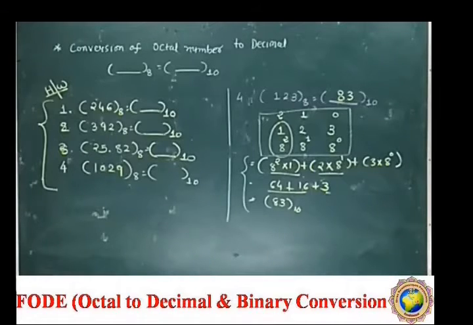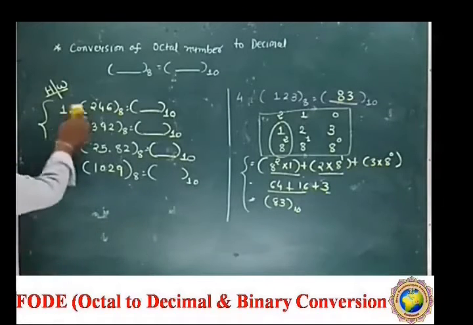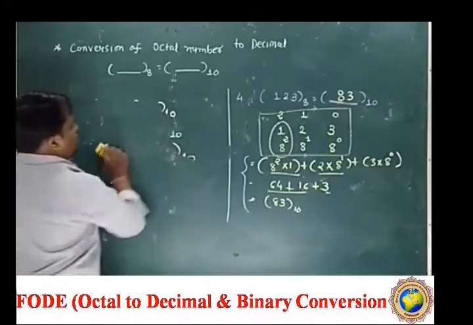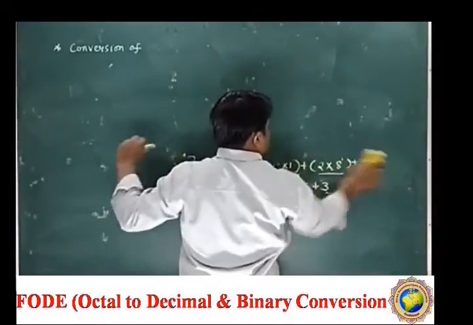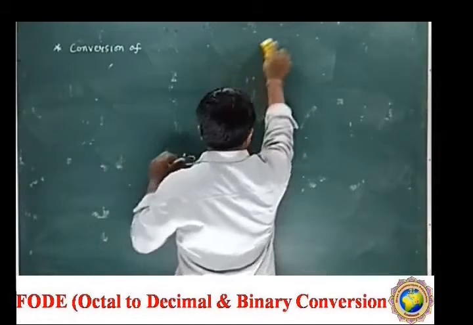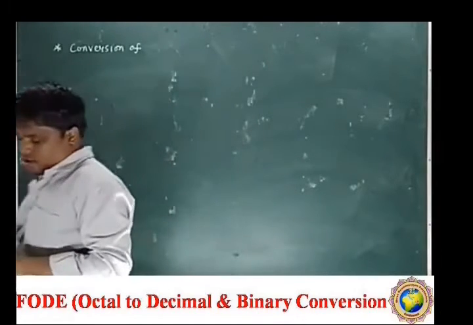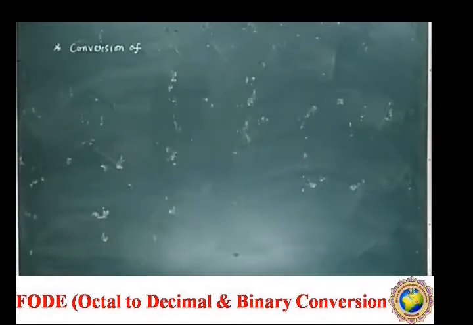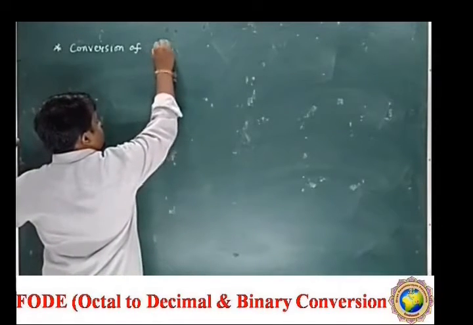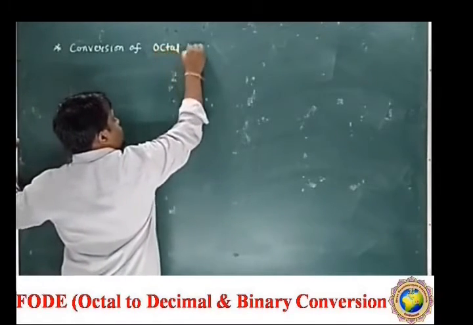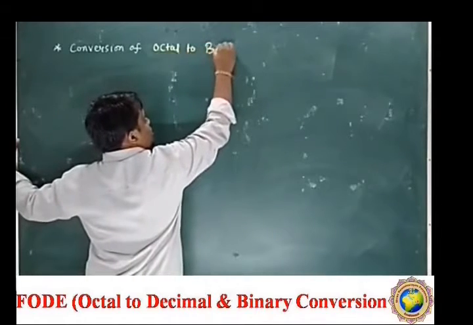I think you all have not done the example. Now further we are going to the next method. The next method is the conversion of an octal number to binary.